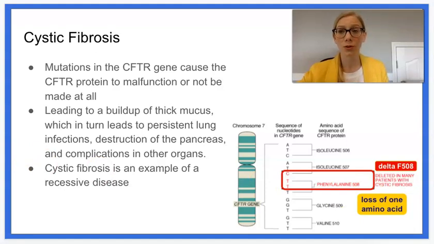So those are our two types of mutations that we see when we talk about point mutations. We saw substitution, and we saw frame shift mutations, and how they can affect phenotype.